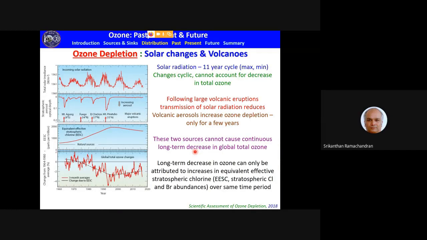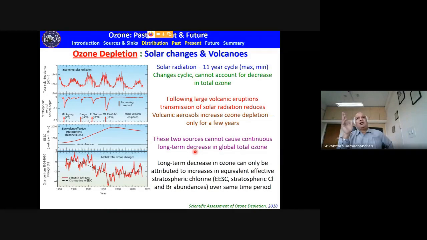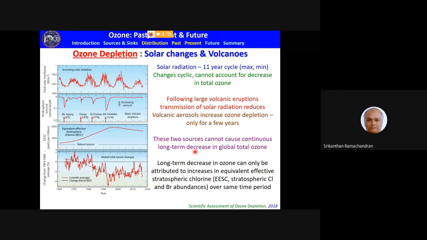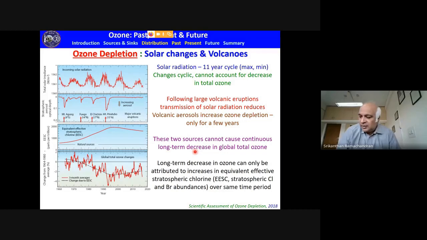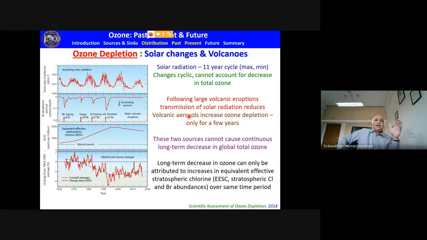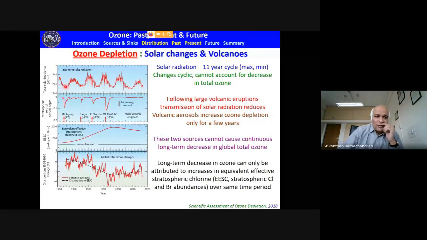Are there any other causes that are contributing to ozone depletion? It is quite natural to look at various other causes. Is it only the chlorofluorocarbons, or is it any other cause, for example? Some of the natural causes are solar radiation changes and volcanoes. The solar radiation, as you know, exhibits an 11-year cycle with a maximum and a minimum, and the cyclic changes in the incoming solar radiation are not able to account for the decrease in ozone, which is actually showing a non-cyclical behavior.